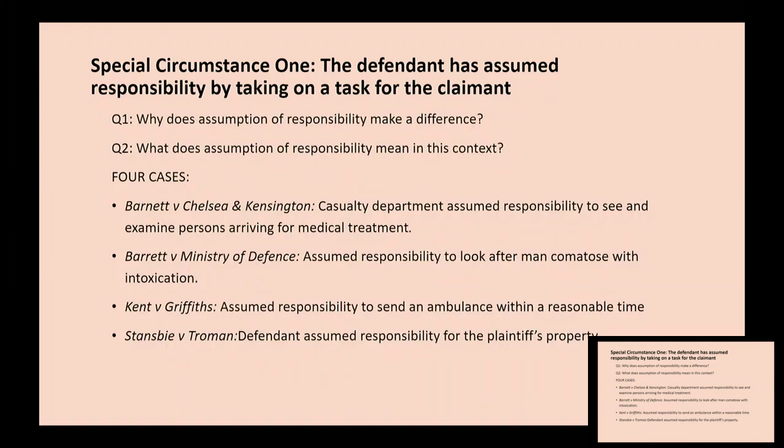And I think it's useful in each case just to think, how has responsibility been assumed here? What made it plausible to impose a duty of care to confer the benefit?